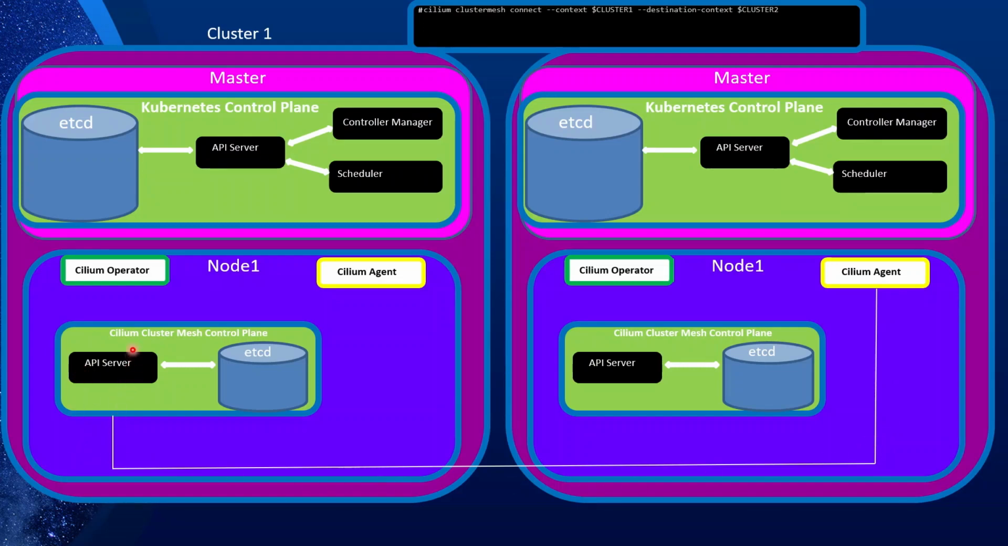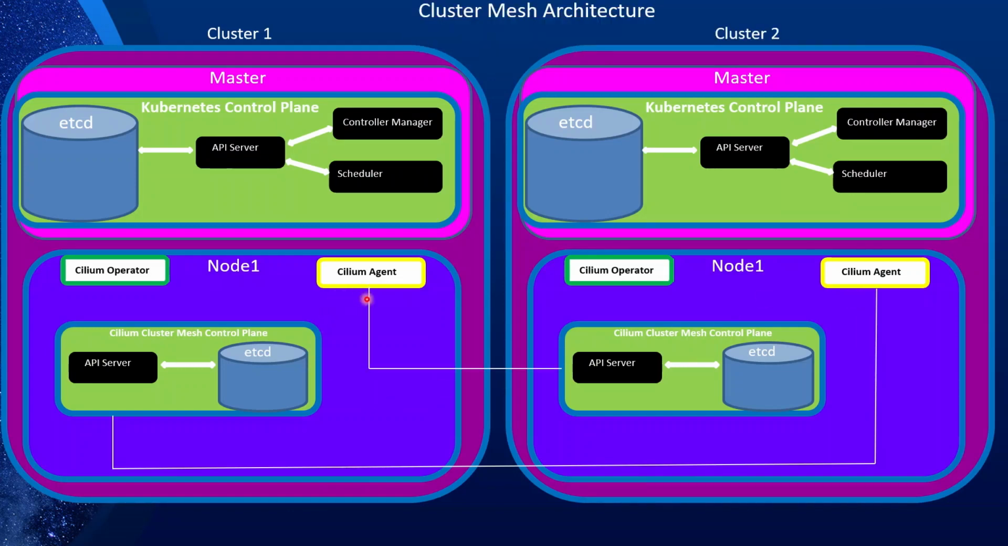So all the events such as creating new services and endpoints, or any changes to the endpoints and services on one side, the other cluster will be alerted through the agent running on that cluster. Same thing from here, the Cilium agent over here starts listening on the API server, listening for the events related to services and endpoints.